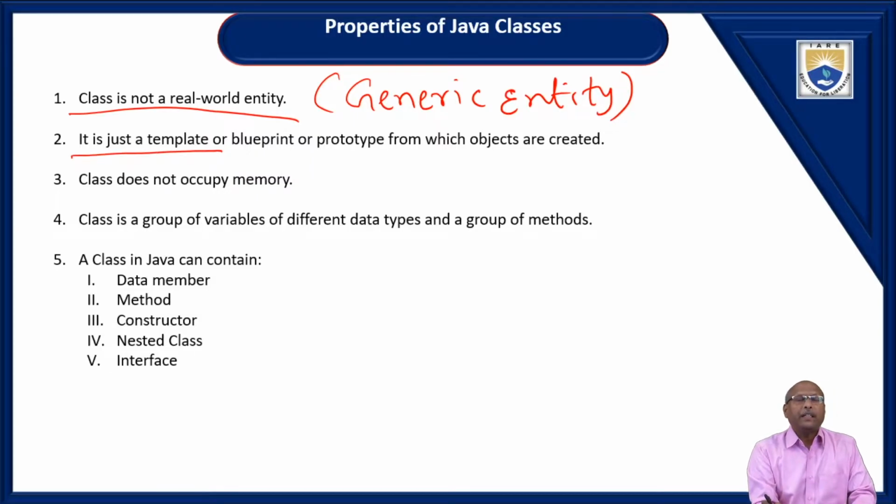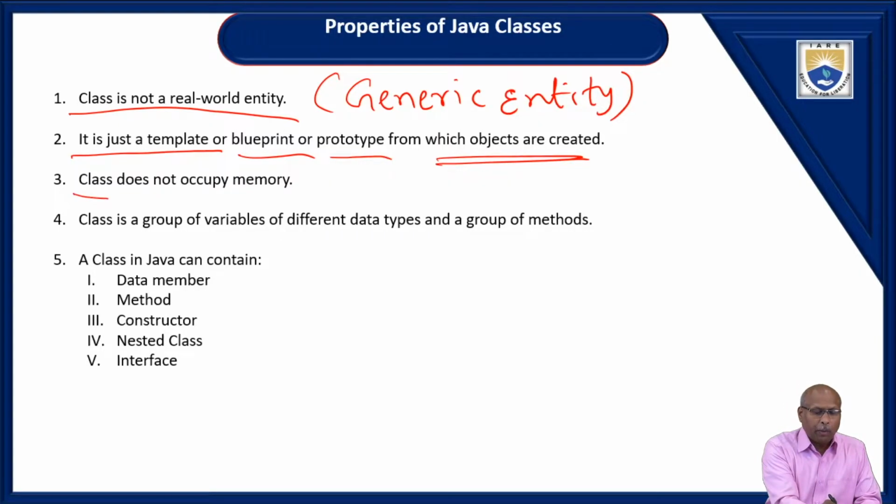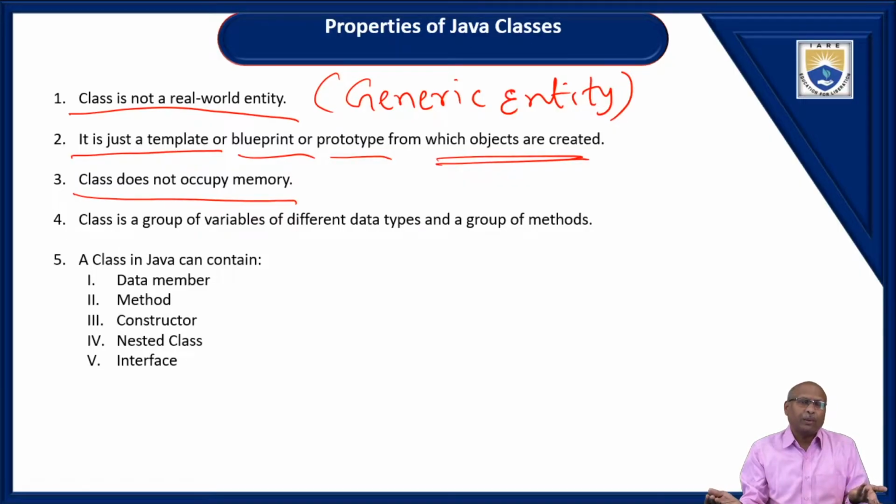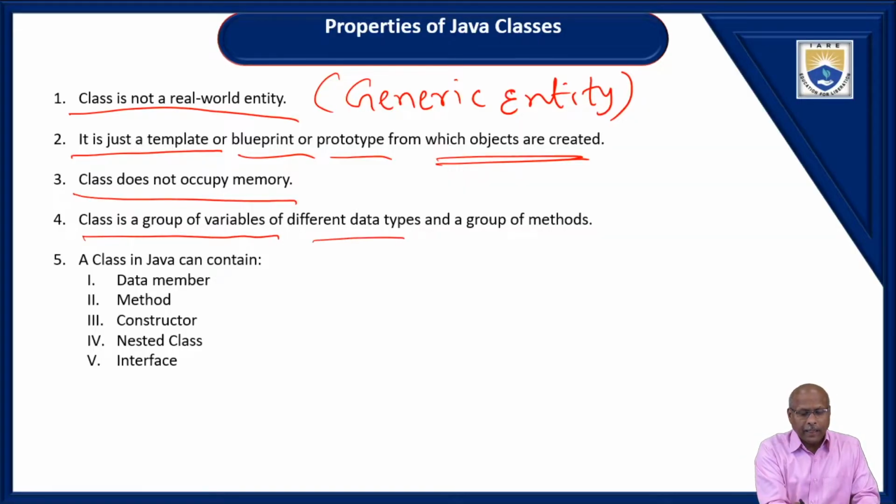It is just a template or a blueprint or prototype from which objects are created. So class is just a blueprint from which you can create a set of objects. Class does not occupy memory because it is a logical one. Physically, it is available when you are creating an object. So an object requires memory, whereas a class will not require any memory. A class is a group of variables of different data types and a group of methods. So I can say a class is a combination of both attributes and methods, or variables and functions.